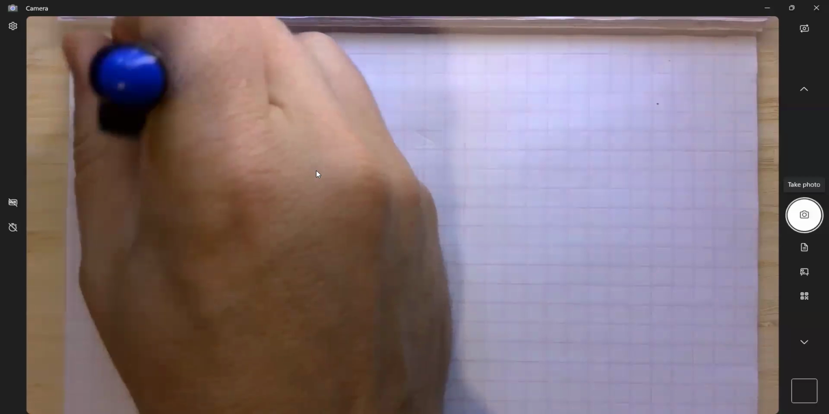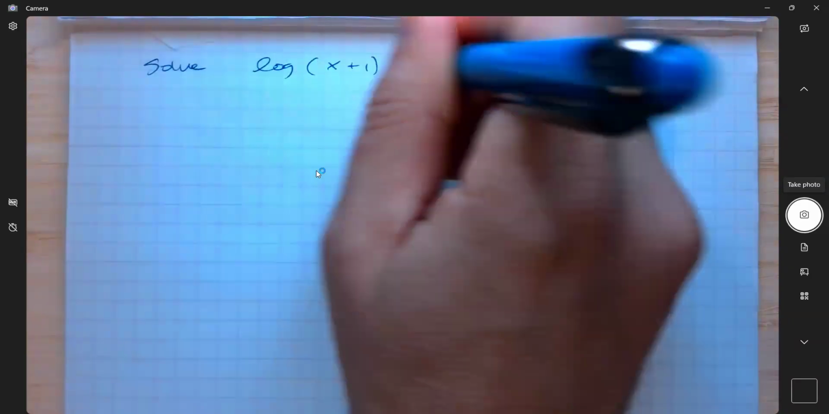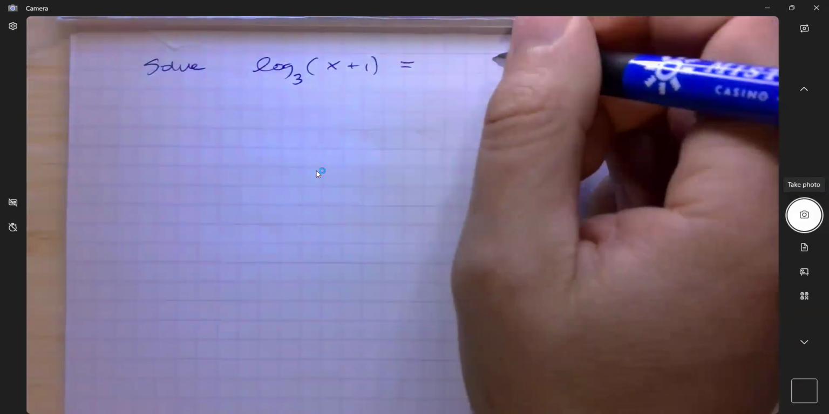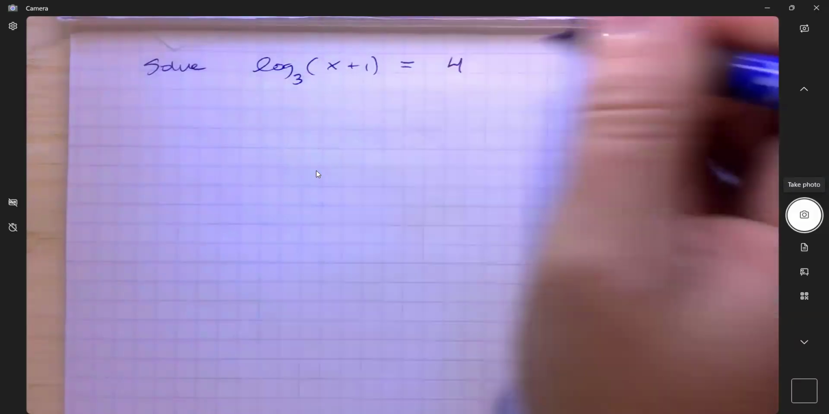All right, we have solved equations where the x is trapped in the exponential. Now let's solve equations where the x is trapped in a logarithm. Let's solve a logarithm of x plus 1. Oh, sorry, I have to pick a base. Let's do log base 3. Logarithm of x plus 1 equals 4.